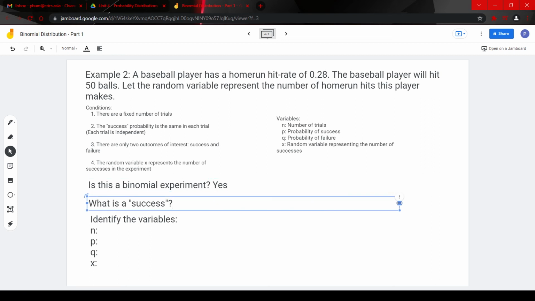What is a success here? In this case, a success is the player hitting a home run. Hitting a home run is a success in this example.